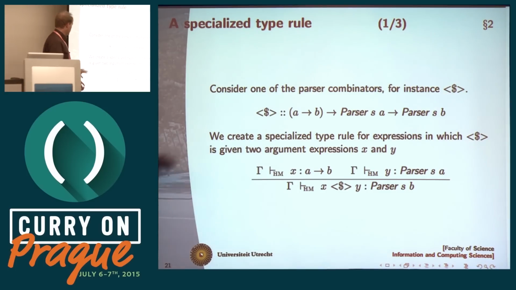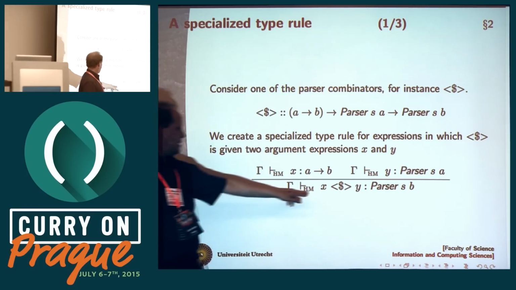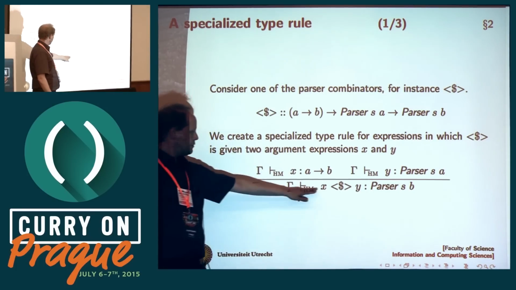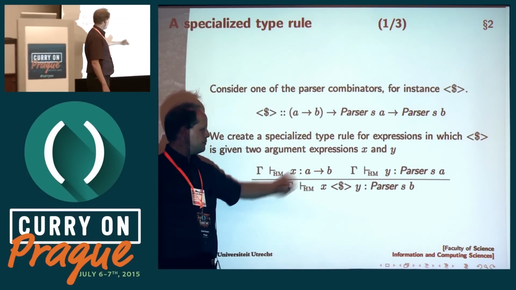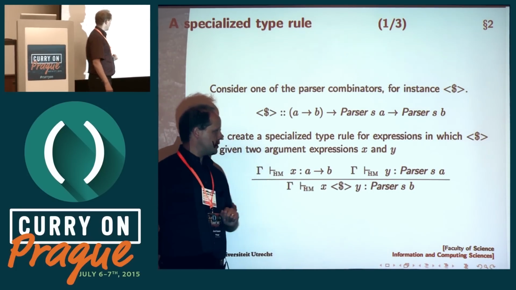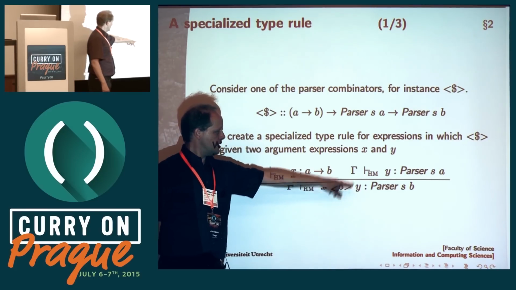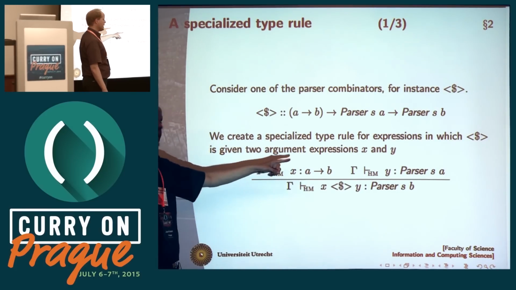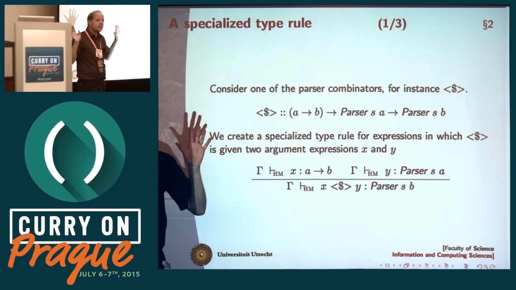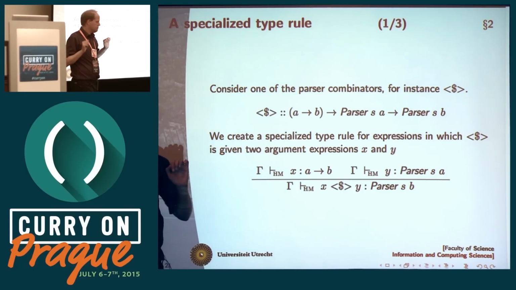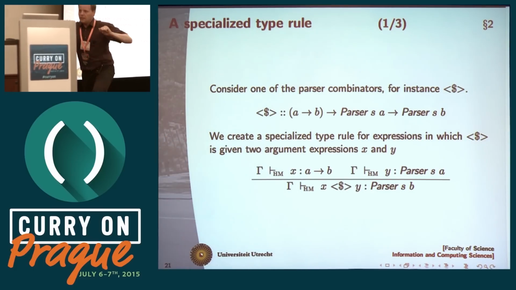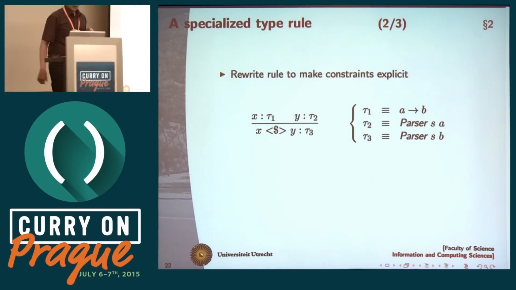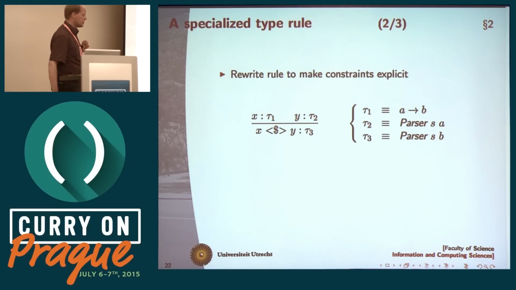All right. So you can actually write a specialized type rule for this in this way, where you say, oh, so if I have this dollar, then the first expression is a function from A to B. The second sub-expression is a parser of A, and then the resultant type is parser of B. And x and y are not necessarily variables. They can be any expression with that type. So this is our starting point.